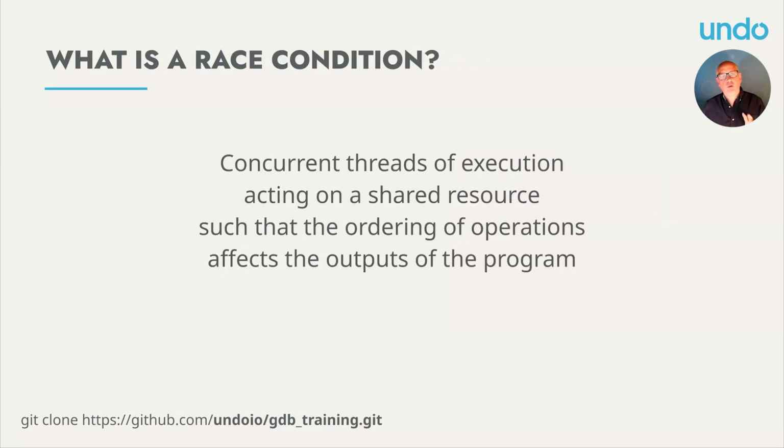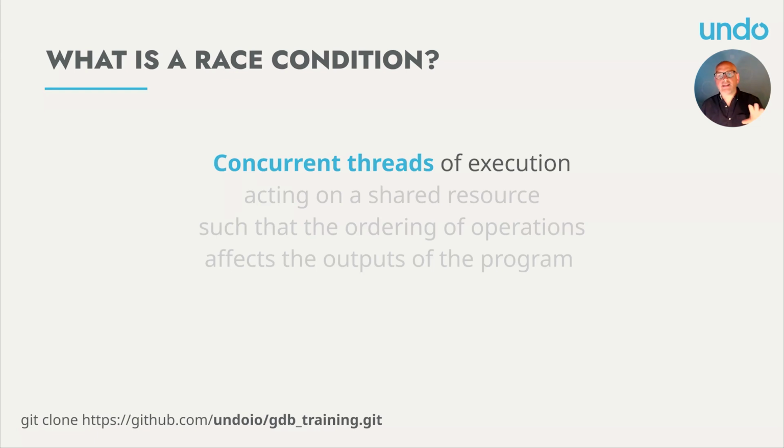Let me just define very quickly what I mean by race condition. I think we probably all know, but I want to actually broaden the definition. So I define a race condition like this: concurrent threads of execution acting on a shared resource such that the ordering of operations affects the outputs of the program. Bit of a mouthful. Let's take it piece by piece, right?